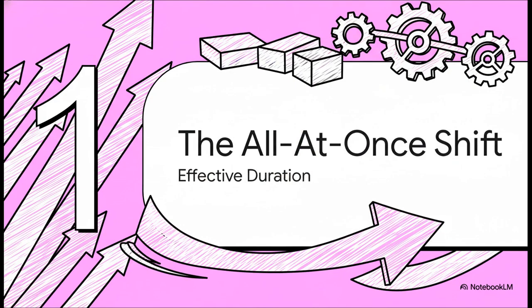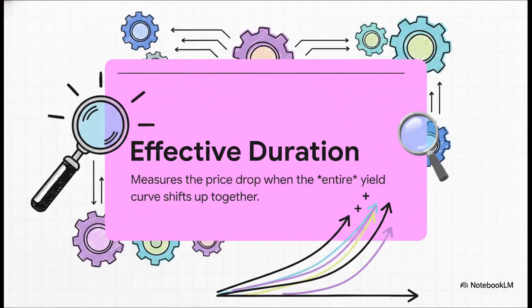Okay, let's kick things off with the one most people learn first, effective duration. Just think of this as the big picture, all-in-one sledgehammer measure of your interest rate risk. This slide gives us the single most important word you have to remember, and that word is entire. Honestly, that's the whole game for effective duration.